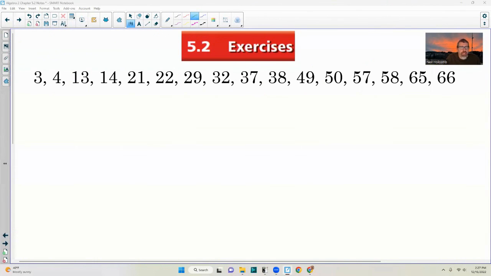Okay, so that brings us to the end of a really lengthy chapter section. 5.2 had 8 examples. So I tried to narrow down the number of problems you had to do by only giving you 2 for each example. So hopefully this is manageable. So here it is.